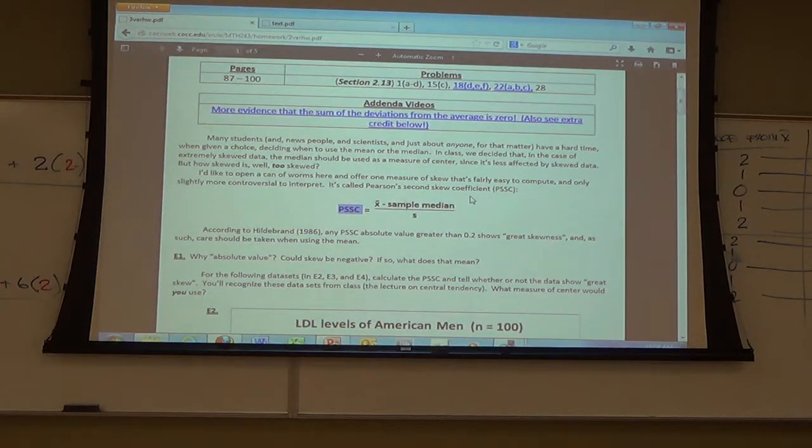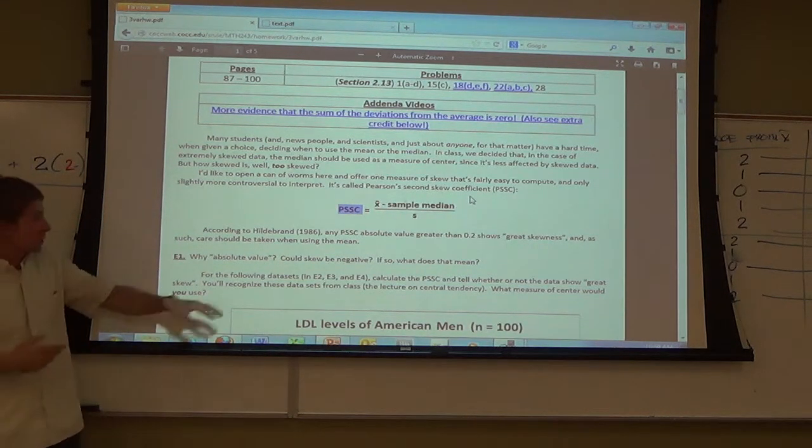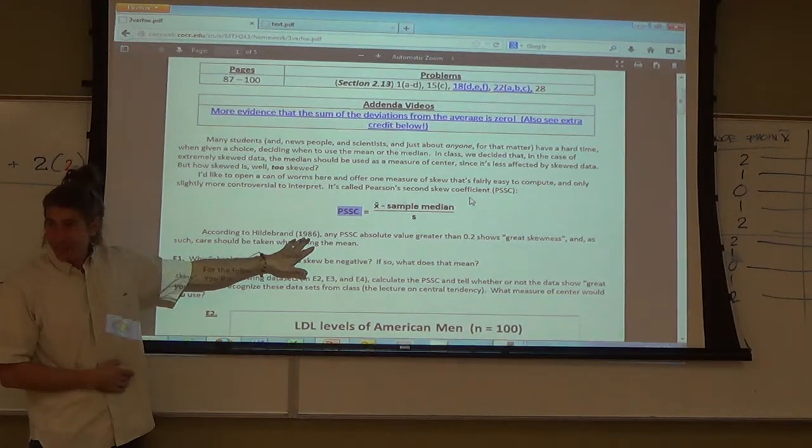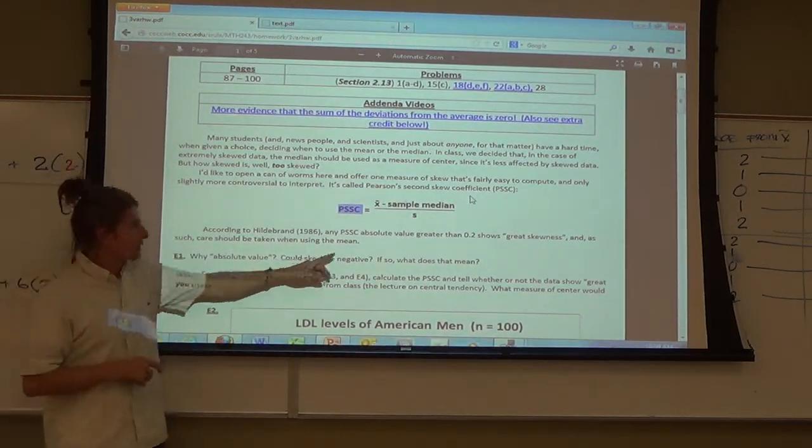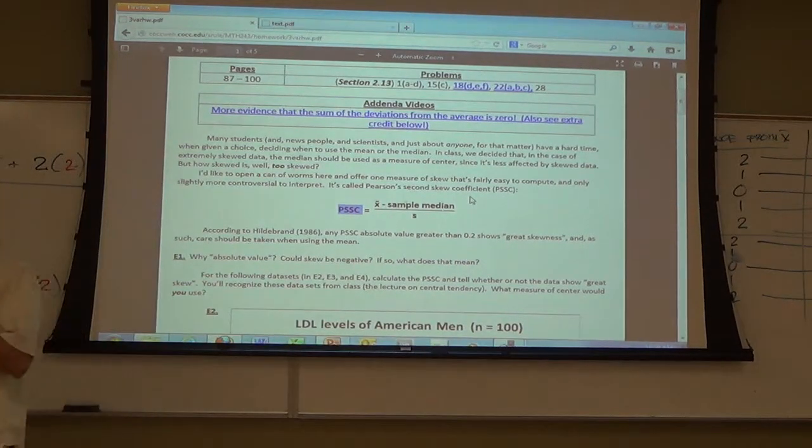Now the trick is, you get a number based on that. The interpretation of that number, the only one I found that's peer-reviewed and sourced, was in a Hildebrand article in 1986. His view was that any value bigger than 0.2 of Pearson's skewness coefficient, the PSSC, is considered great skewness. Great skewness means we have to be careful with the average, because the average might be pulled towards the outliers.